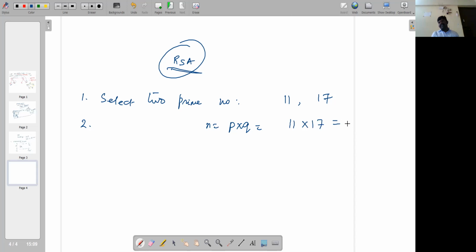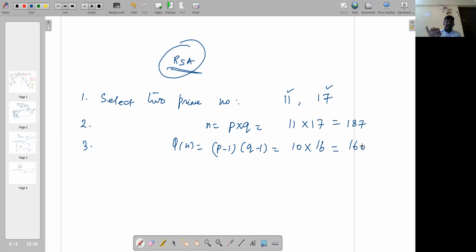What is the value of 11 into 17? Quick. It is 187, correct? Make sure these two numbers, 11 and 17, are prime numbers. The third step is that we need to find the phi of n value, which is P minus 1 multiplied by Q minus 1, which is 10 into 16, which is 160. I hope the first three steps are clear.